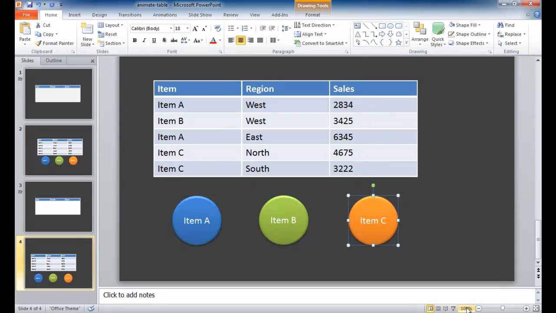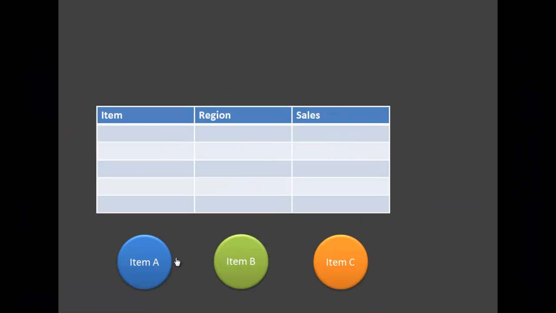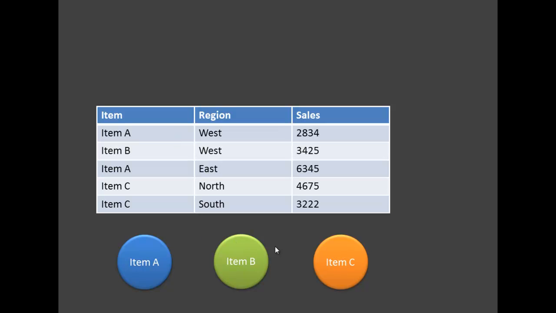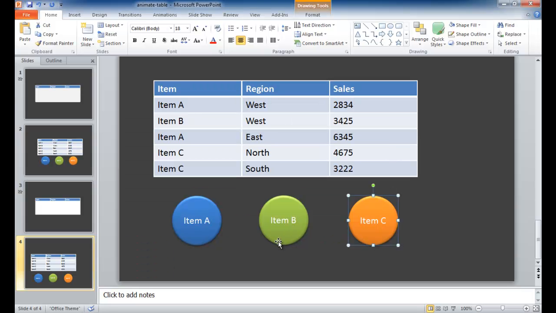If I go back into the slideshow view, I can click on the objects, and A shows up, B shows up, C shows up. If I don't want B, I'll click B again, and that disappears. Let me escape. So those are the two examples of how you can animate a table.